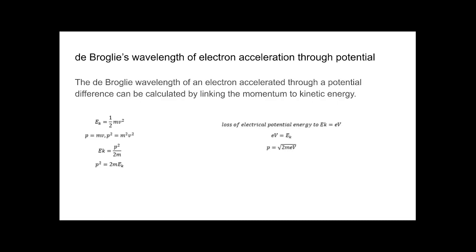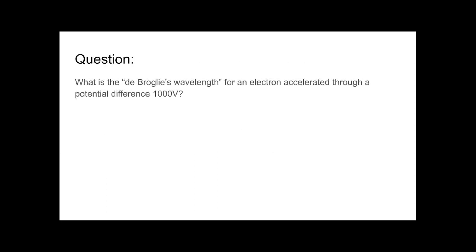However, we also know that because the electron is accelerated through a potential difference, the loss of electric potential energy is equal to the kinetic energy gained by the electron. So the kinetic energy is equal to the potential energy that is lost, which is equal to the charge of the electron times the potential it is accelerated from. So eV equals Ek, and we can put that into our equation. p equals the square root of 2 times the mass times the charge on the electron times the voltage it is accelerated through. Right, so here's an example question.